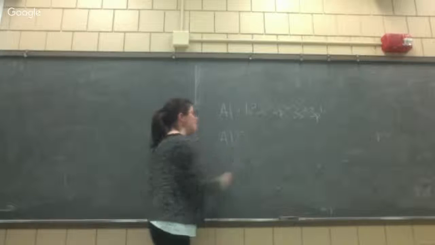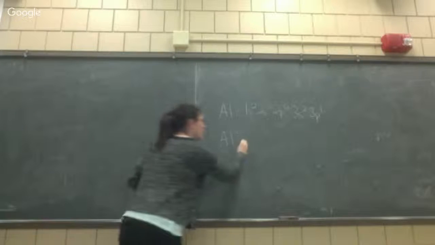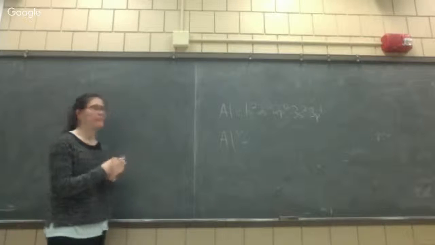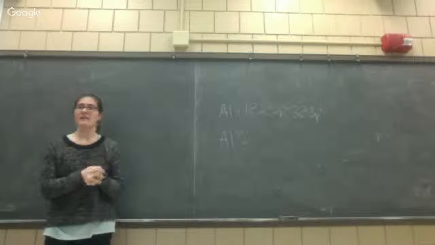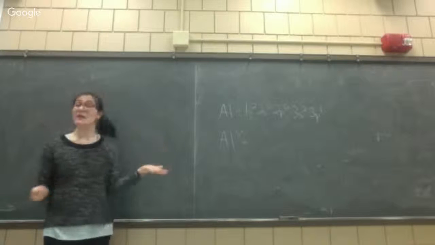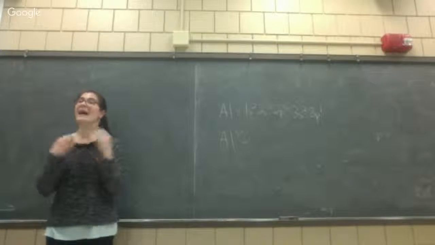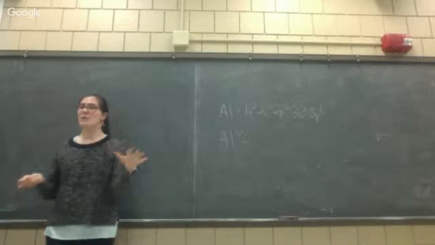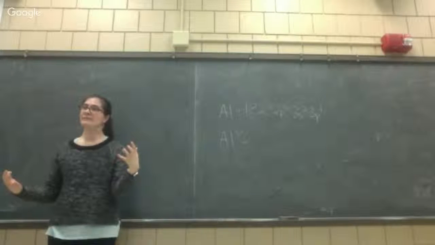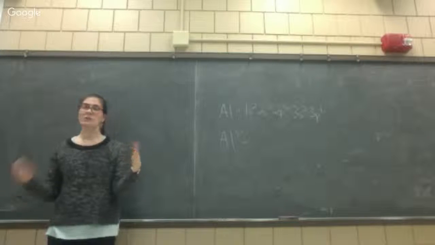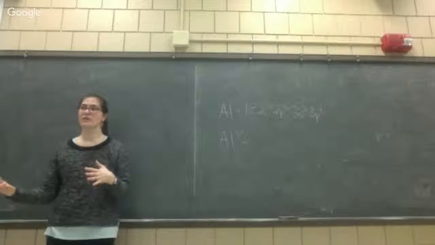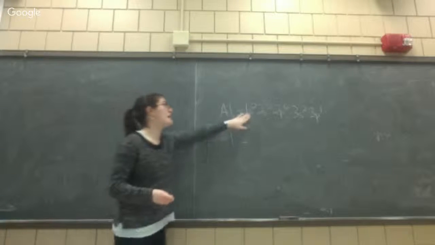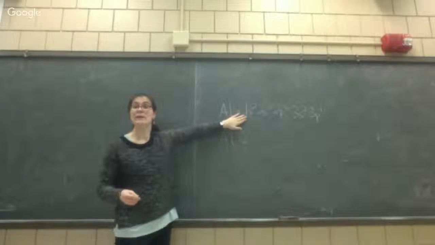So as a 3+ charge, aluminum, what does that mean for its electrons? It's going to take away 3, right? And what kind of electrons gets taken away when you form an ion? Is it core electrons or valence electrons? It'd be valence, right?